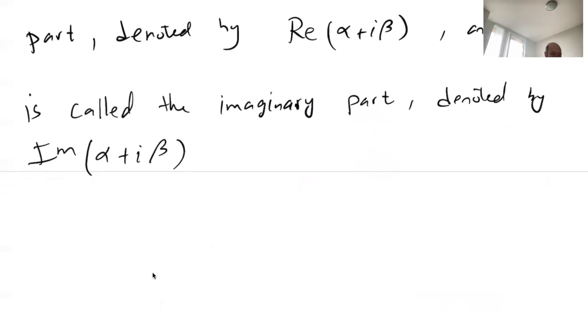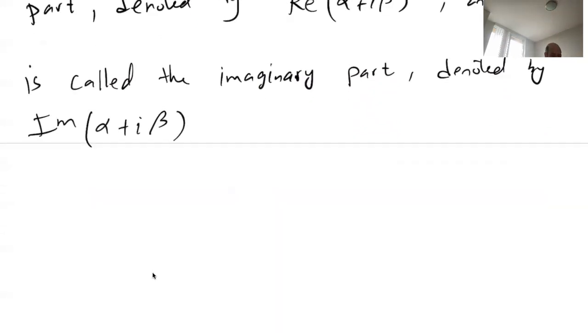Now let's look at the operations on complex numbers. What type of operations can we have on complex numbers, or between complex numbers?